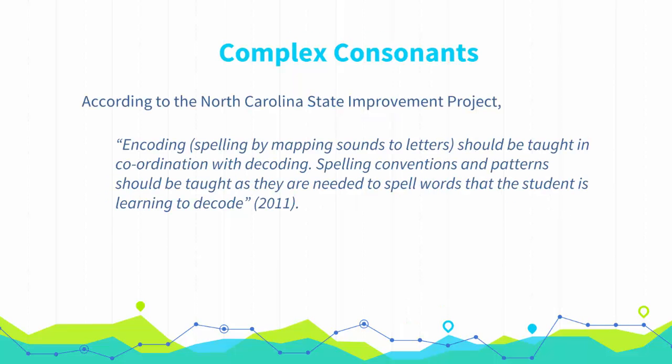According to the North Carolina State Improvement Project, encoding should be taught in coordination with decoding. Spelling conventions and patterns should be taught as they are needed to spell words that the student is learning to decode. After students have learned each consonant and vowel sound, it is important to start introducing the other consonant spelling patterns, progressing from the most common sound to the least common sound.